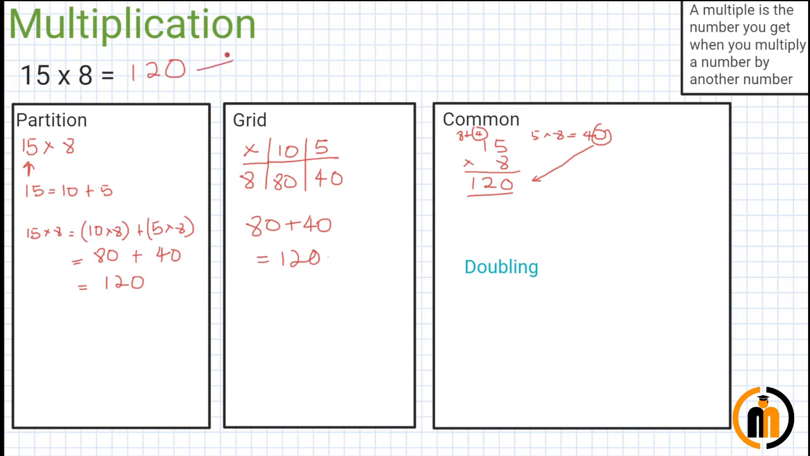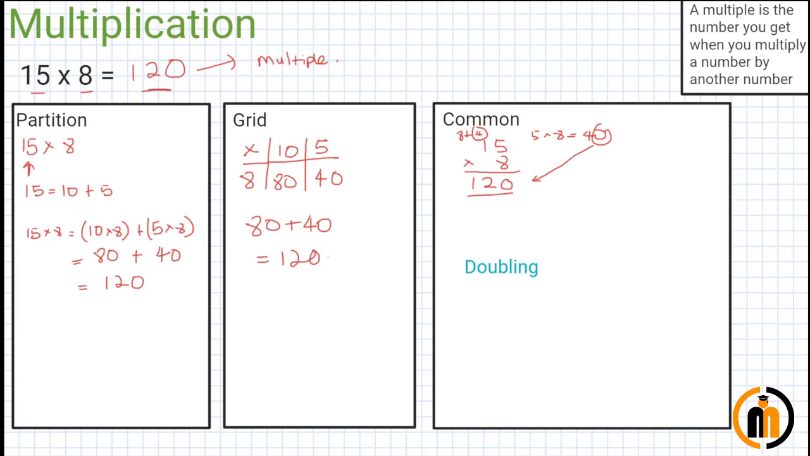Now this answer is what we call a multiple. A multiple is the number you get when you multiply a number by another number. So we have 15 as a number, multiplied by 8, another number, and the result, 120, is called a multiple.